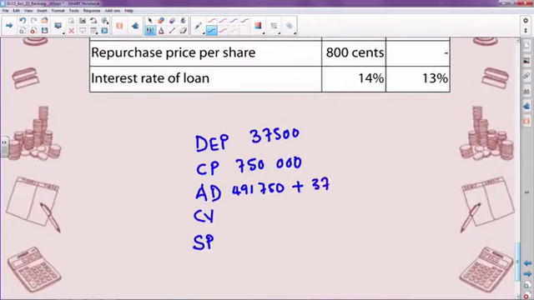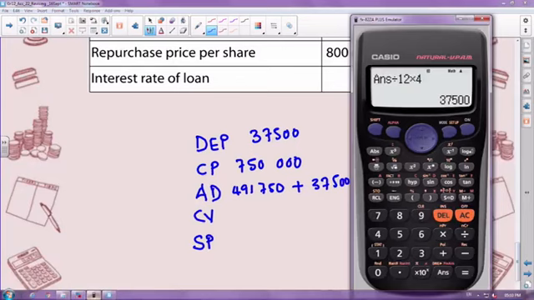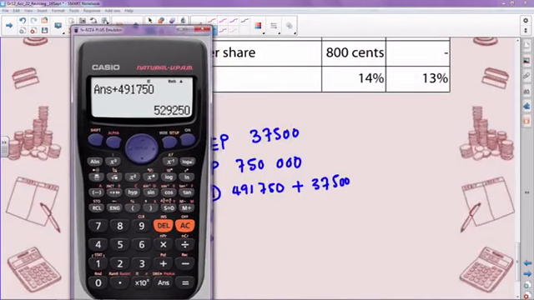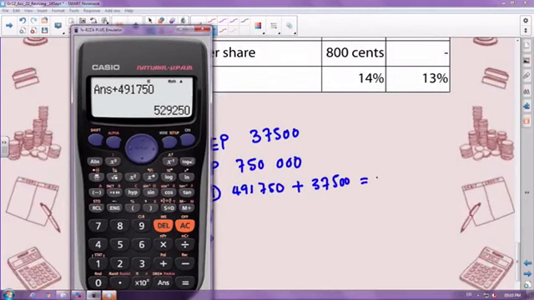I'm going to add that to my accumulated depreciation, obviously, debit depreciation, credit accumulated depreciation, and therefore, I've got that plus 491,750, and that gives me 529,250. Okay, the total depreciation, let's put the calculator on this side here now, is equal to 529,250. Okay, what do I do now?